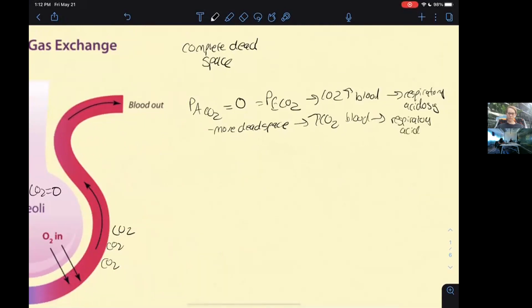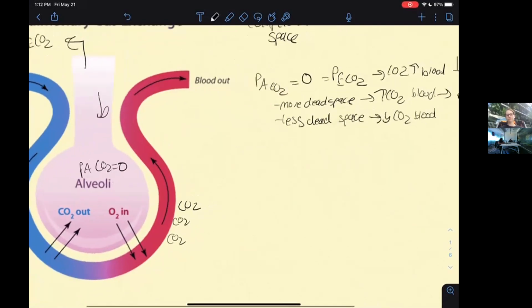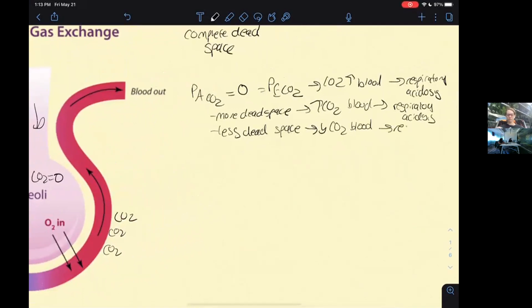But say for some reason you have less dead space, like you have really efficient lungs, you will have decreased CO2 in your blood, right? Because gas exchange is occurring much more efficiently. If you have decreased dead space, because you don't have this pressure pushing down on the alveolus and on the blood vessels, you would actually get a respiratory alkalosis if this occurred. Does that make sense so far? Yeah, okay, cool.